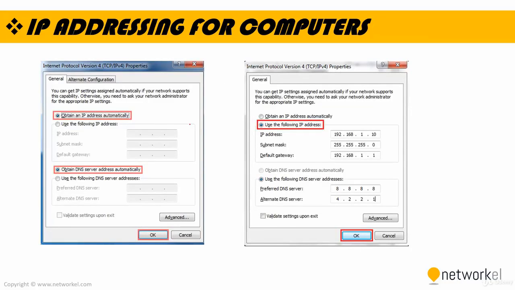Okay. So let's take a look at how I can set an IP address for computers. I have two options to obtain an IP address for my computer. The first option, I can obtain an IP address and DNS address automatically from a device which is using the DHCP protocol. The second option is I use the following IP address in here, and I set my IP address, subnet mask and default gateway manually.